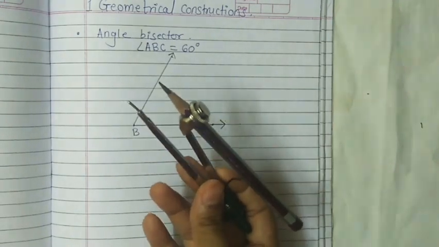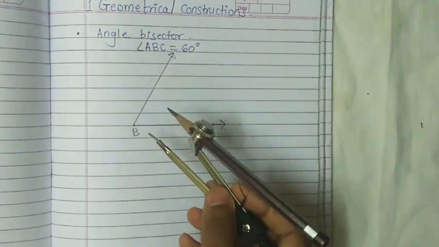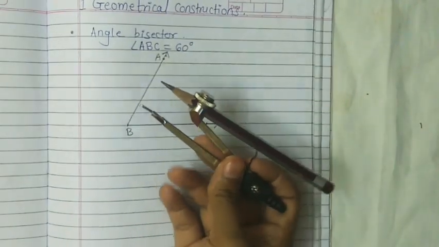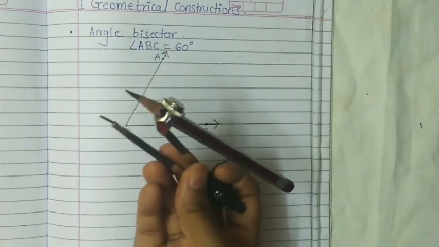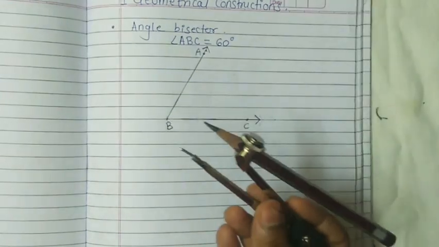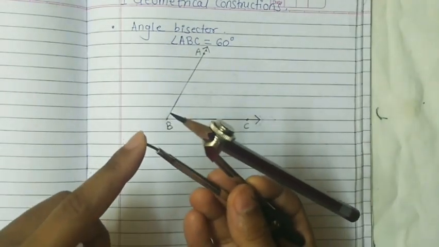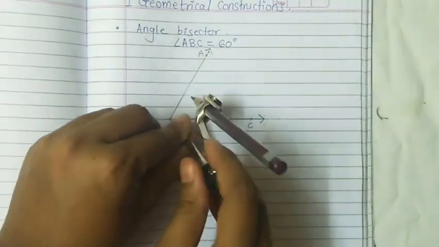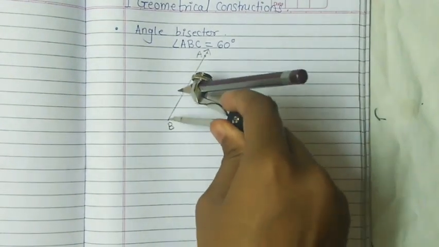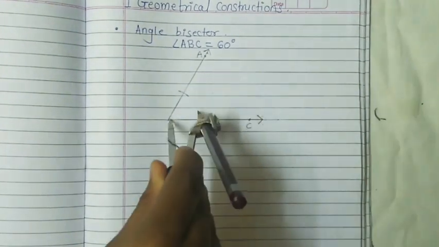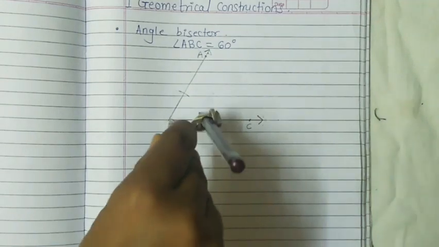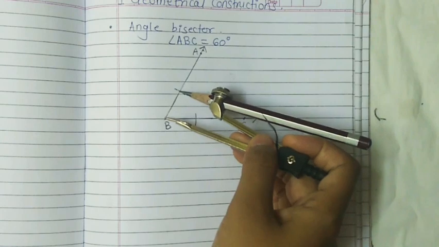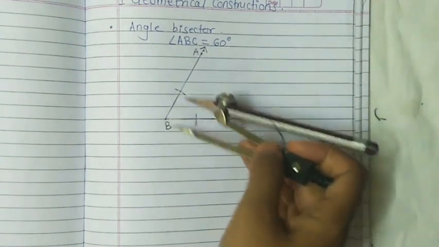After that, with the help of scale, we are going to draw a line. And now, with the help of compass, we are going to bisect the angle. First, take some convenient distance in your compass. Now, keep your compass point on vertex B and draw two arcs. One is on this line and one is on this line. Okay, drawn. After that, we'll get here 2 points.